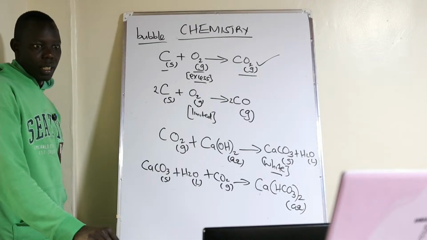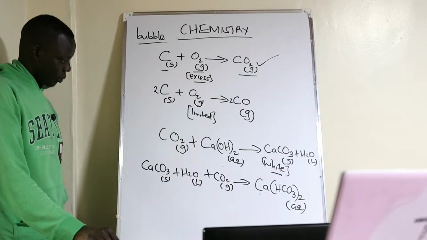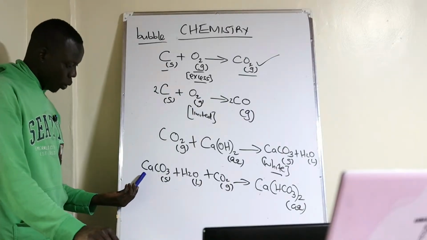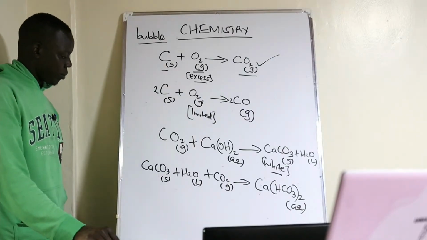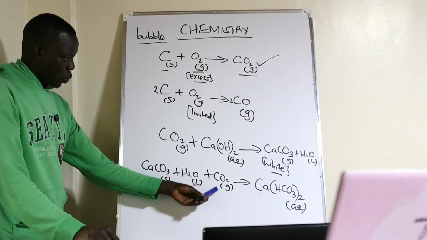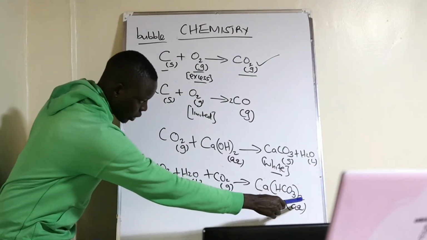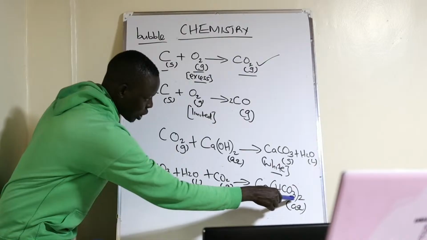Ask yourself whether it is balanced. Calcium is 1, calcium is 1 there. Carbon we have 1, 2. Carbon there we have 2. These 2 is for everything here. So carbon too is 2.